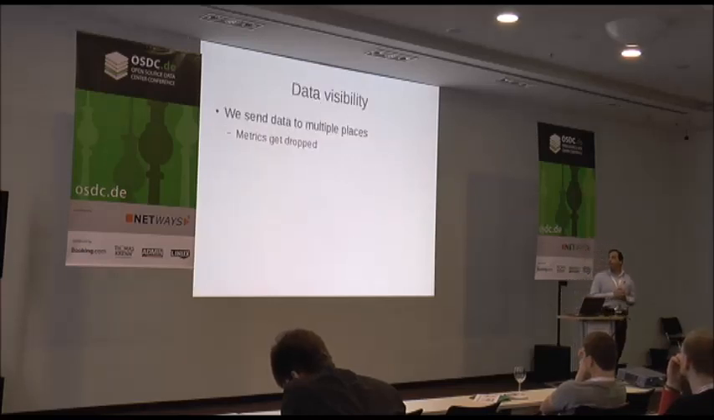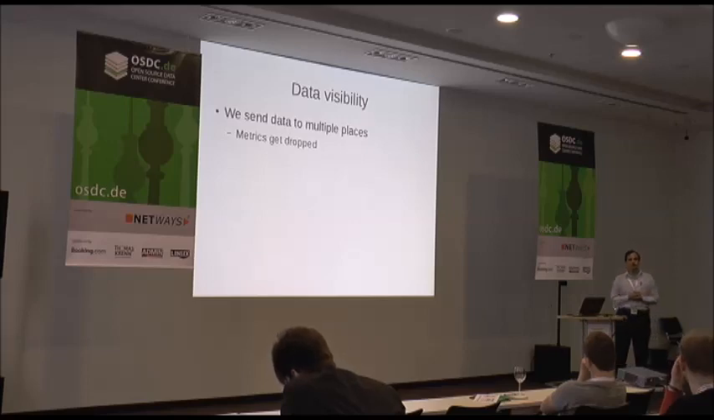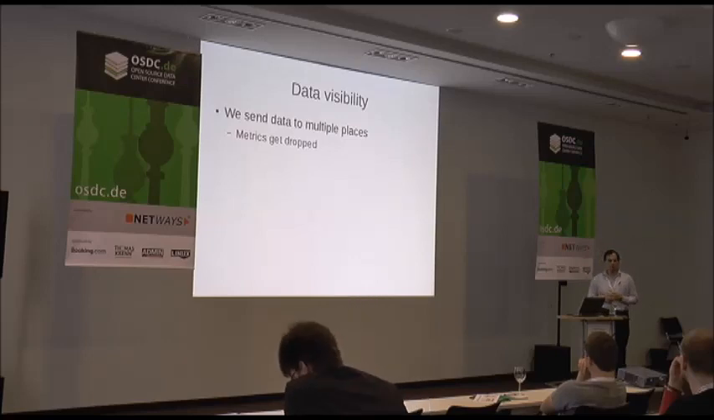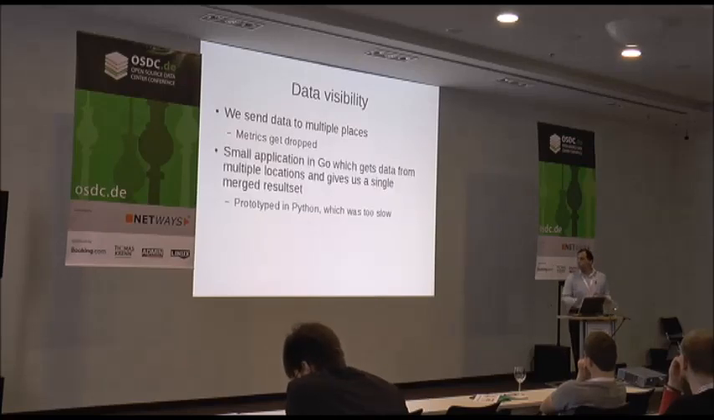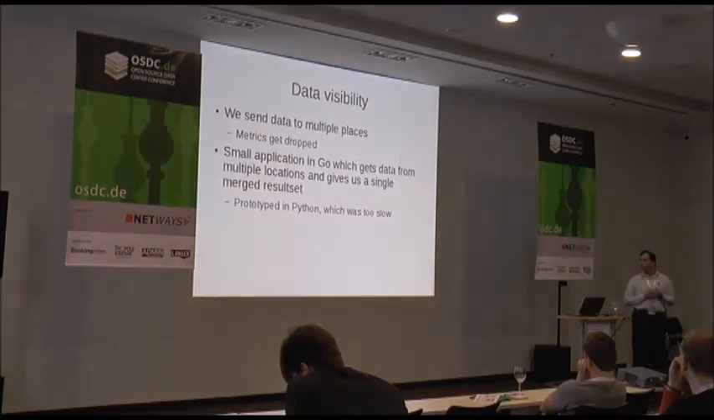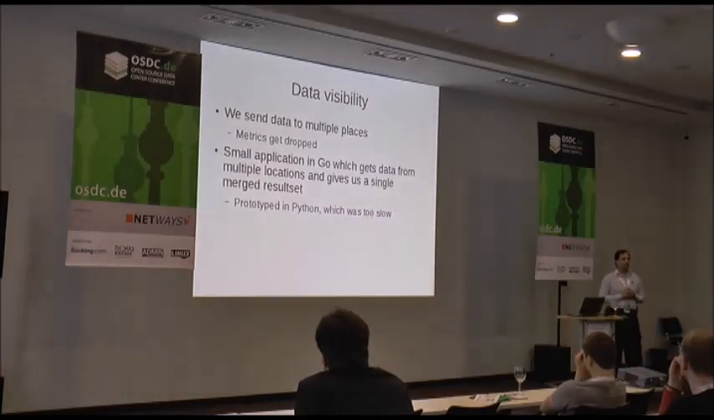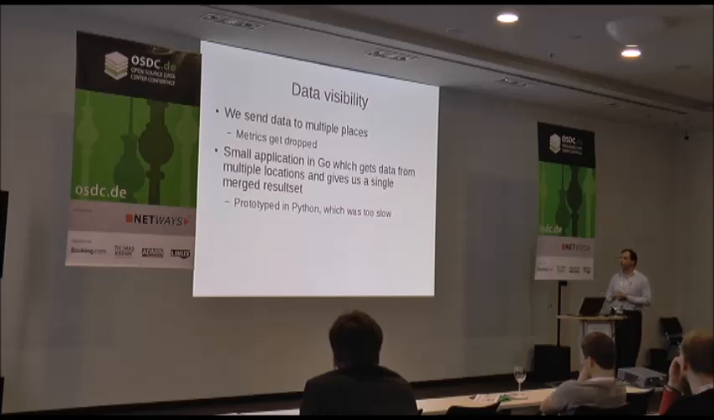We send data to multiple places, and as I mentioned, the relays drop stuff. Or hell, things restart, the metrics get dropped, there's a network blip, things happen. We wrote a small application in Go, which zips up data. We call it Carbon Zipper. It's called something else out there. It's also open sourced. And it gets data from multiple locations, and it will give you back a unified result set.